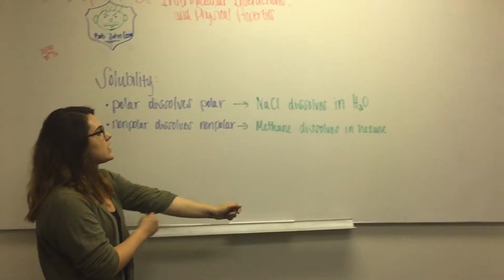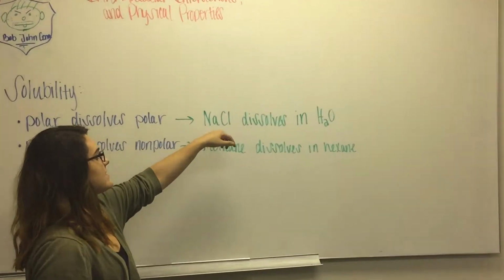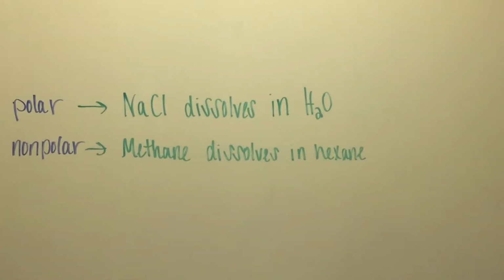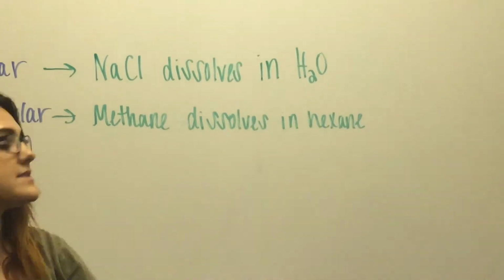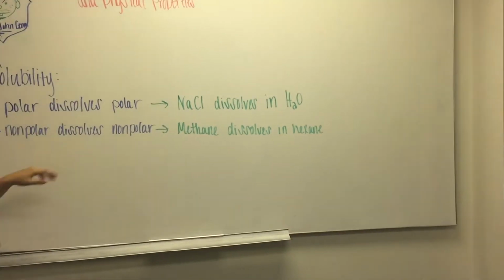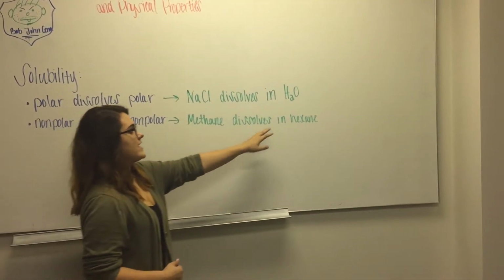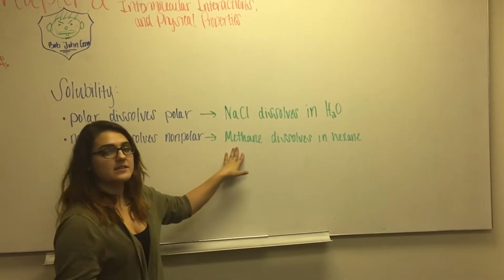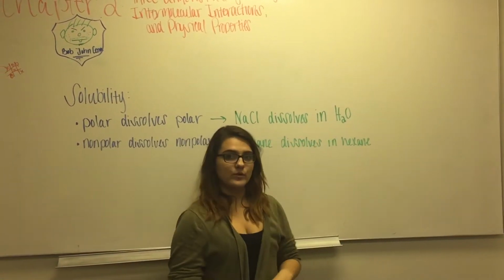For the polar, for example, NaCl is an ionic compound which dissolves in water, and what it does, it dissociates into Na plus and Cl minus. And for nonpolar, an example would be methane dissolving in hexane. However, methane can't dissolve in water because methane is nonpolar and H2O is polar.